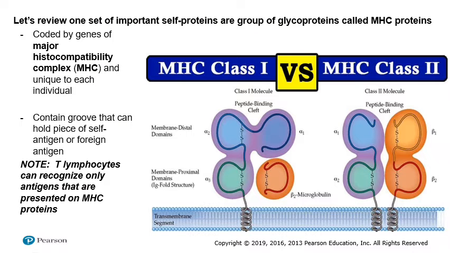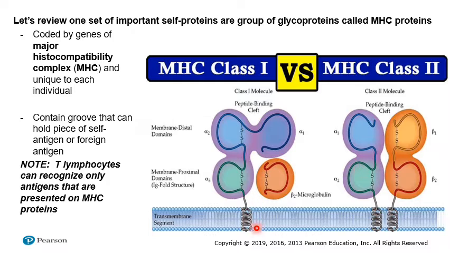Let's review this, because we've already taken this in the previous part of this chapter. These major histocompatibility complexes are coded by our genes, and they are unique to every individual. And this will be your MHC1. It is just a cartoon diagram, and this is your MHC2.